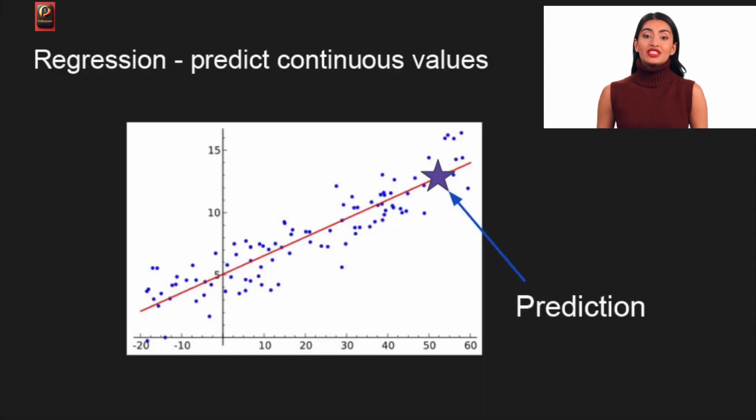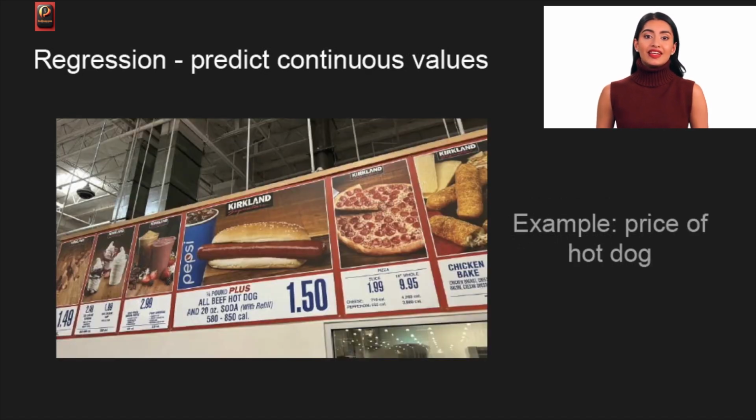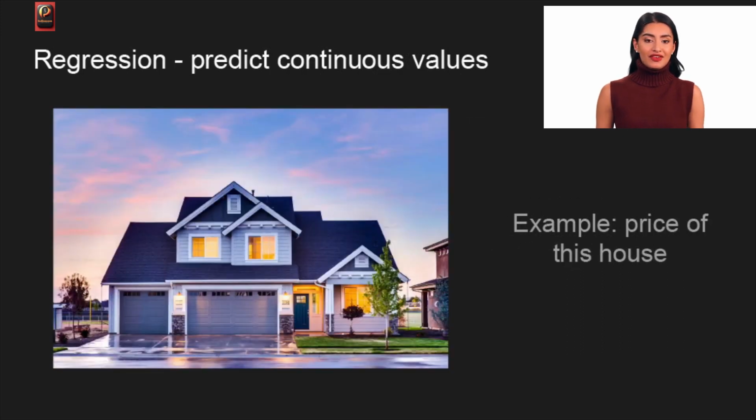On the other hand, the other type of output that we can predict is numerical. So that's known as regression. And that's when we want to predict continuous values. So an example of that could be, what is the price of Apple stock a week from now? Or what is the price of a hot dog? It could be, what is the value of a house given all of these different metrics of the house?